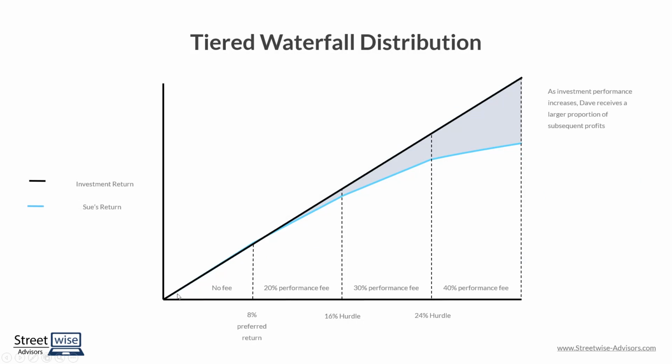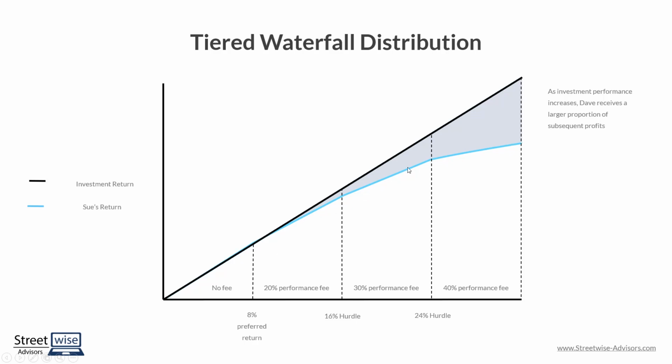So again, here as the investment return increases, you can see there's no fee. Then between 8 to 16%, there's a 20% performance fee. Then there's a 30% performance fee between 16 and 24. And after a 24% return is met, there is a 40% performance fee on anything after that.